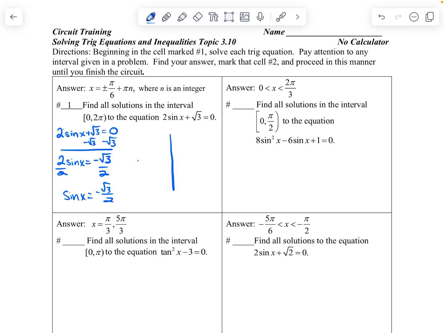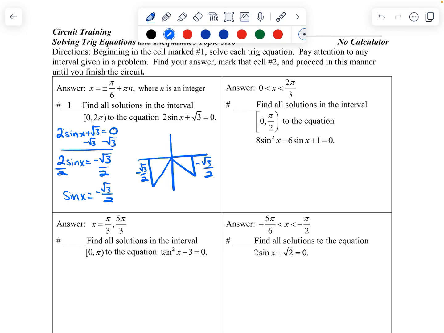So where does that occur? Well, let's see. Sine is y. So here's where our y coordinates are negative, and what's opposite root 3 over 2? That angle measure is pi over 3. But what are these actually?